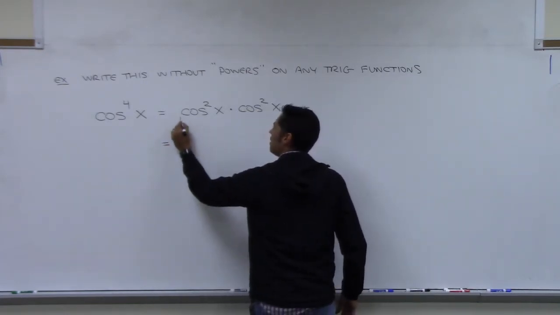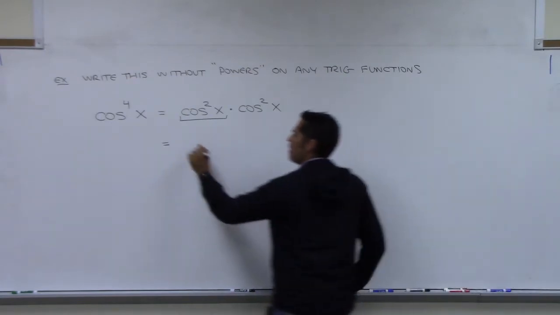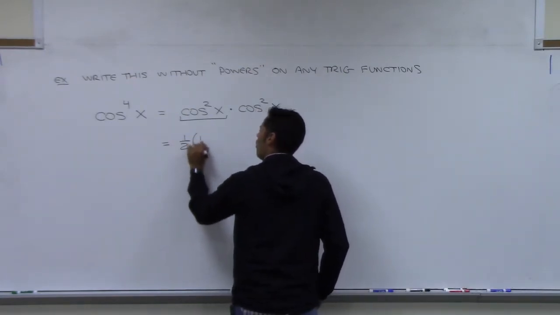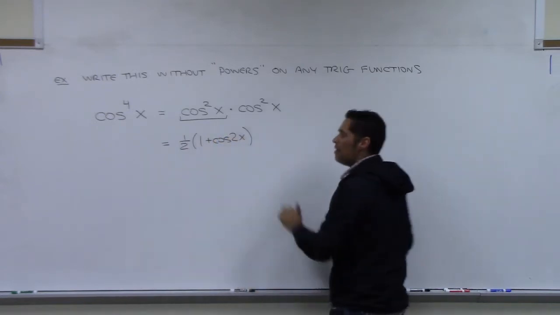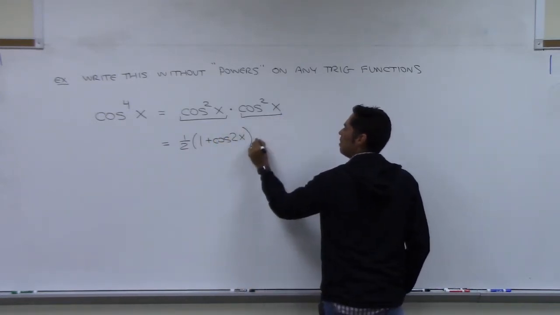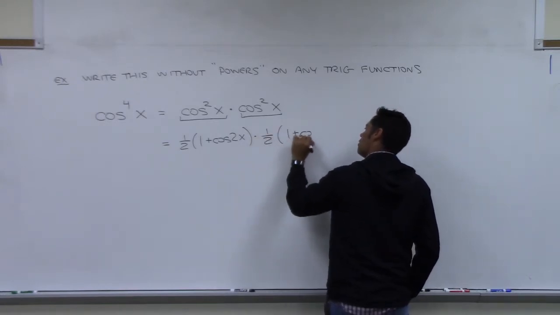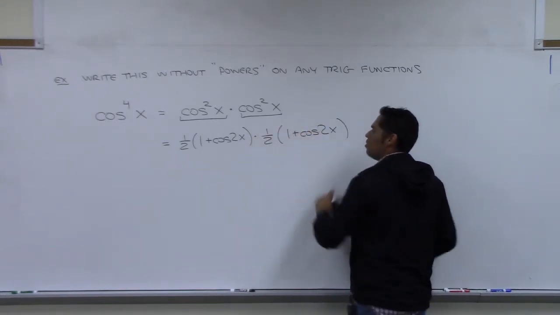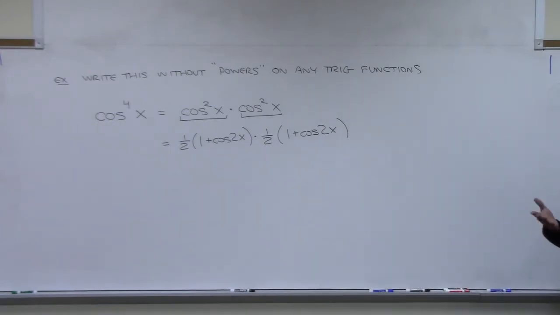So if I rewrite this right here, what's that going to become? The half. We just wrote that down. Half of 1 plus cosine 2x, right? And then this one also becomes times half, and then 1 plus cosine 2x. Do you all agree we could do that? Yeah. I mean, why are you doing that to us, man? That's torture. That's legal though, right?